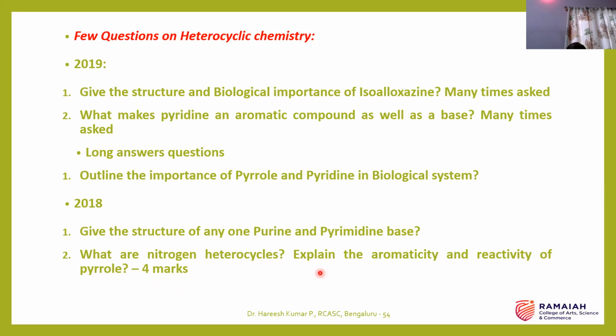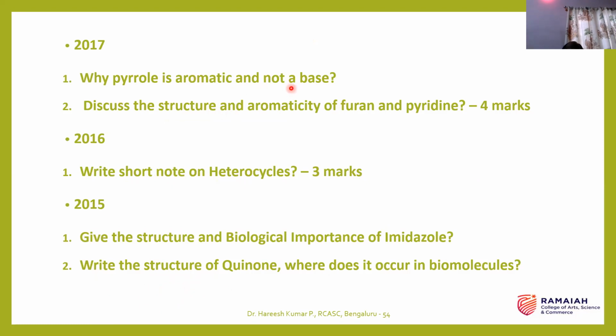And if you are looking into the reactivity, it means electrophilic substitution. You have to write electrophilic substitution reactions of pyrrole at the second position: chlorination, bromination, iodination, and then also nitration, sulfonation, everything occurs at the second position. Pyrrole is aromatic and not a base. Pyrrole is aromatic because it obeys Huckel's rule. Huckel's rule means cyclic, planar, conjugated, and the one which undergoes electrophilic substitution reaction is called aromatic. It's not a base. Why? Because the lone pair present on the pyrrole is not free. It is involved in the delocalization. That is the reason it's not a base.